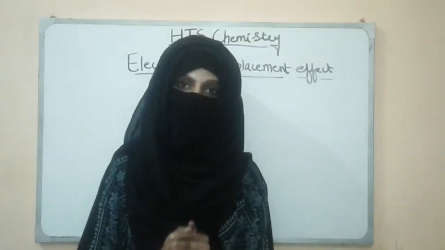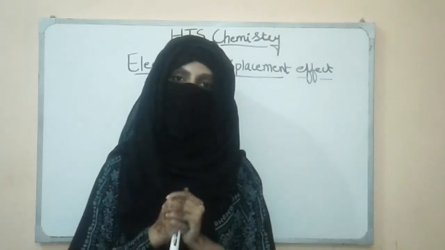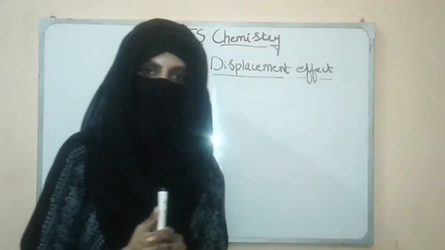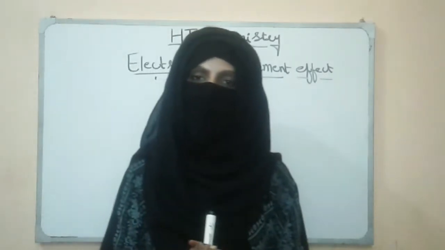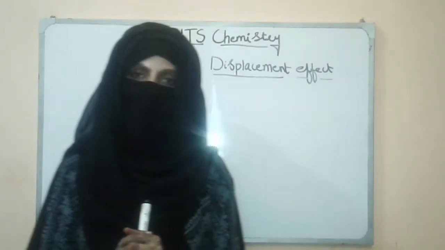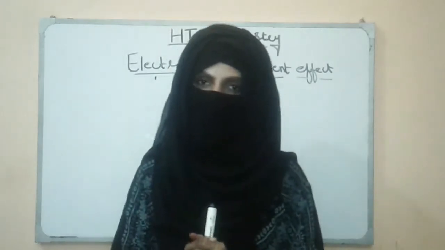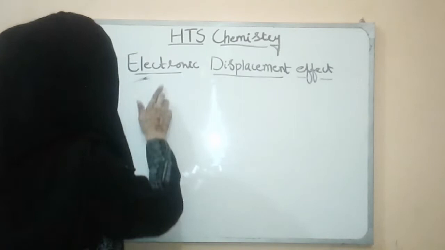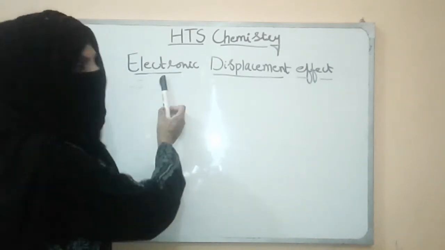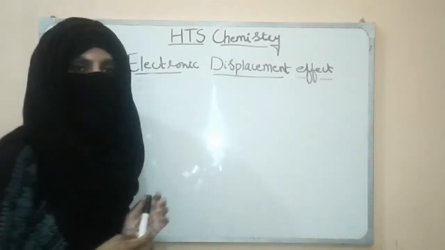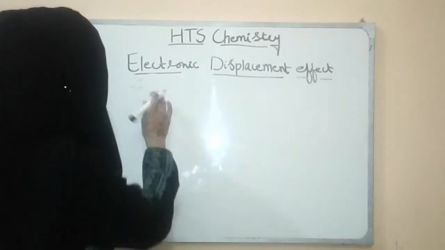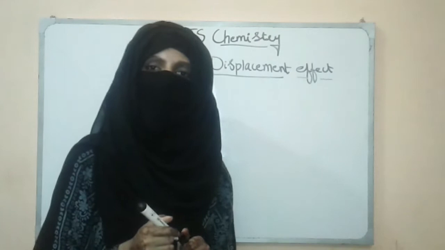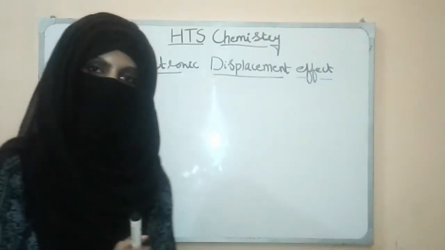I am Hafida Tahmina and today I am going to discuss an important topic which is electronic displacement effect. Students, this effect is very useful in organic chemistry. So let's talk about the definition of electronic displacement effect. Students, actually the word electronic means related to electron, displacement means shifting. So the shifting of electron or the displacement of an electron within the molecule is called electronic displacement effect.